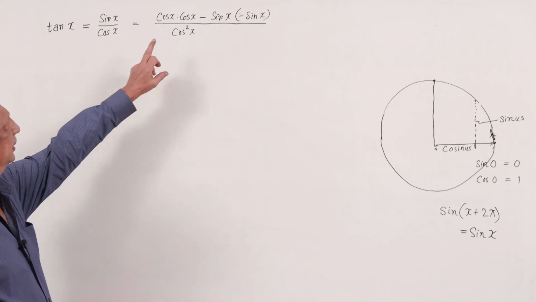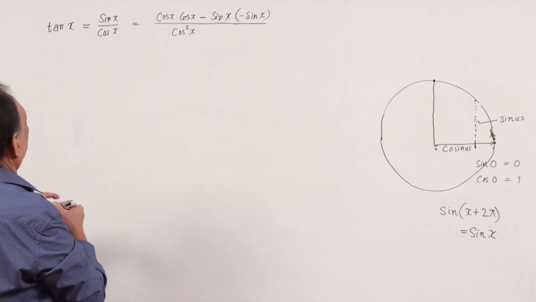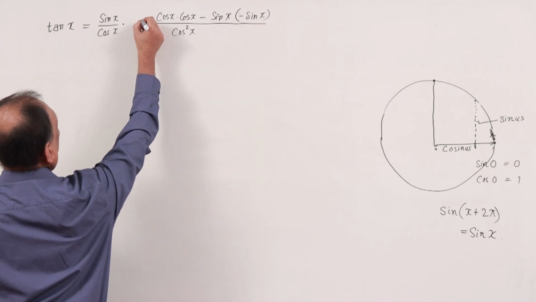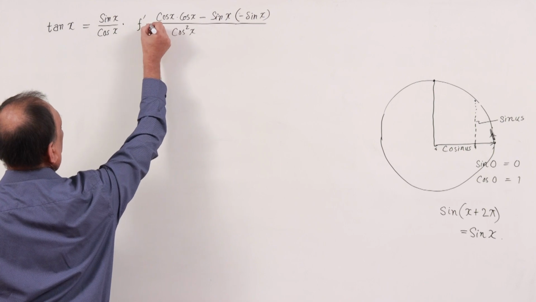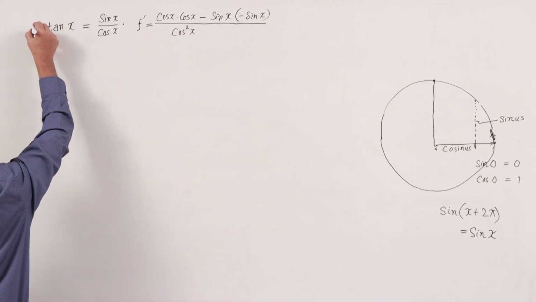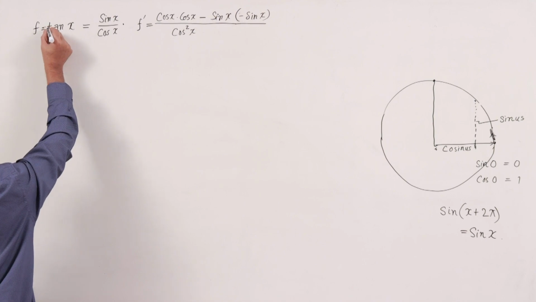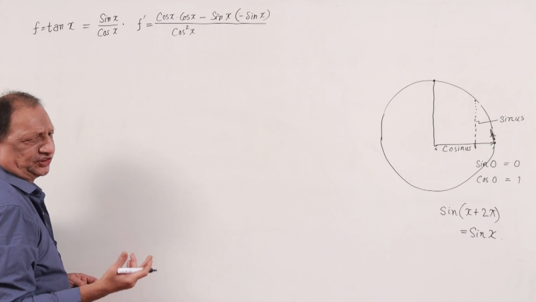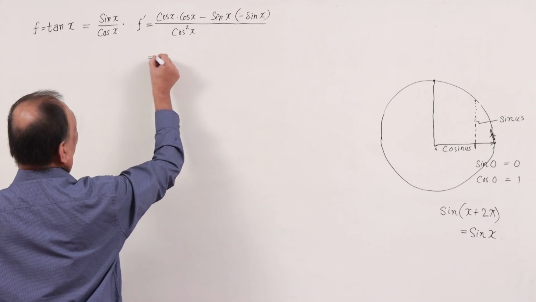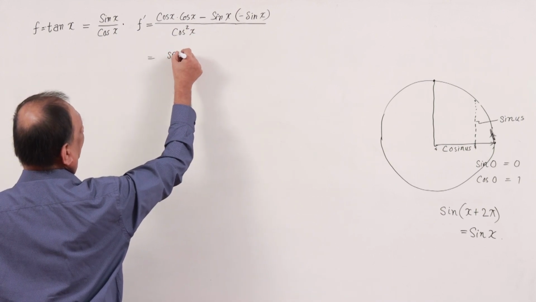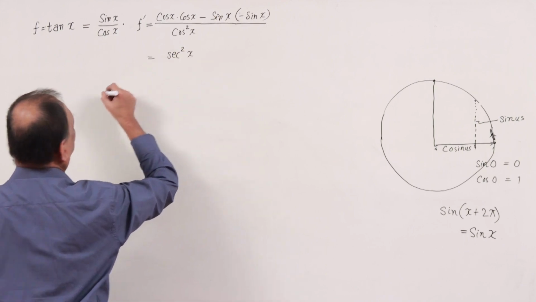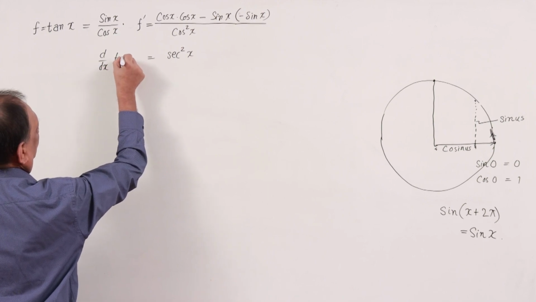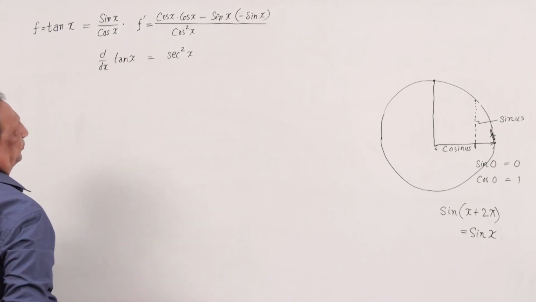So I have written f as tan x and f prime as this ratio here. This is cos squared x plus sin squared x, which is 1. No? So we know that. So this would be 1 over cos squared x. We can also write it as secant squared x. So d by dx of tan x is secant squared x.